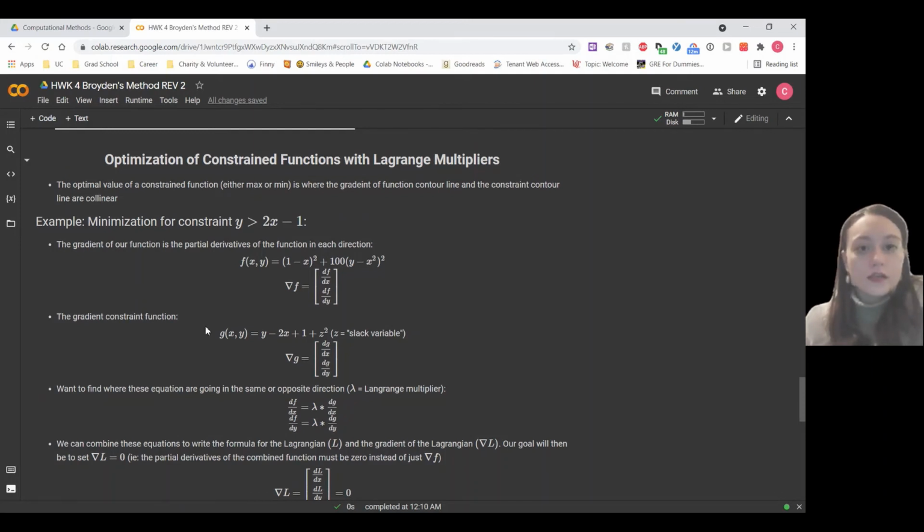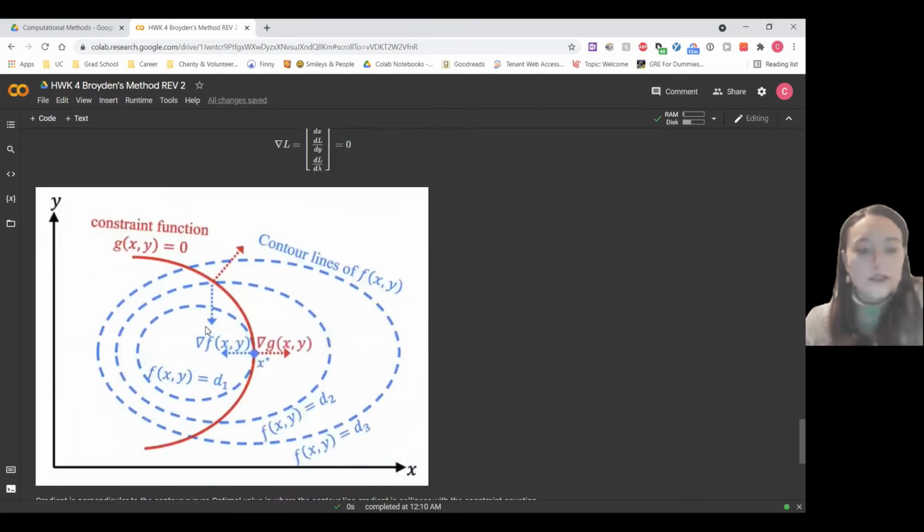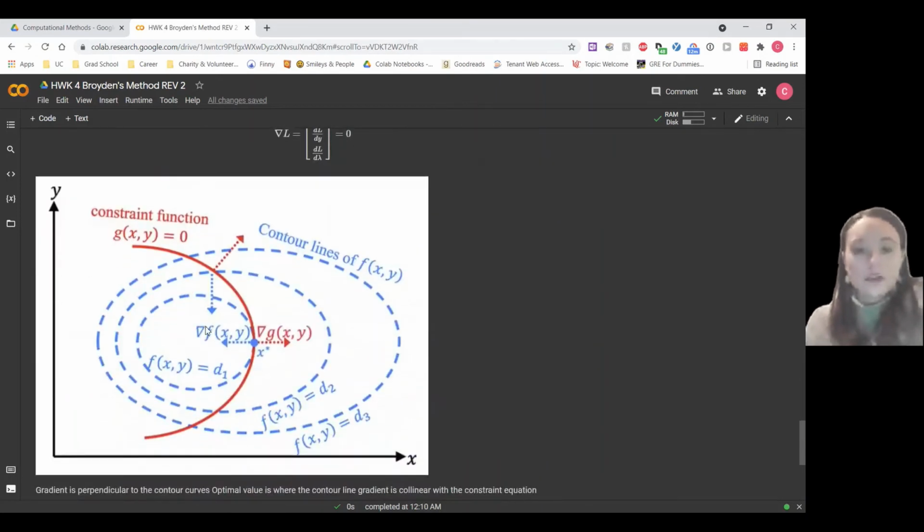So the idea behind the Lagrange multipliers is that if you have a function f of x, y, we can draw these contour lines for that function, which is basically saying for each of these lines, this is all of the value pairs of x and y that are equal to a certain value of f of x, y. So for example, if this outer ring is D3, that's a constant. So all these pairs of x, y values are equal to that same value.